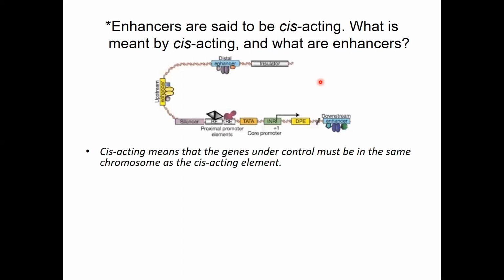So cis-acting means that genes under control must be in the same chromosome as the cis-acting element. So when you have something cis-acting, it's within the same chromosome. So genes under the control of this element are stuck to the same chromosome as it.